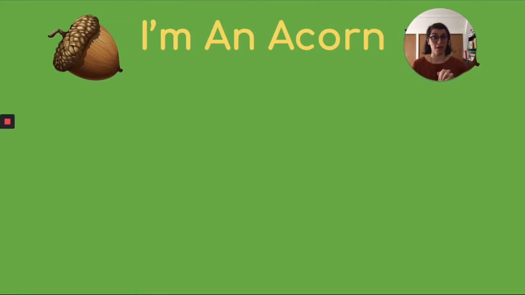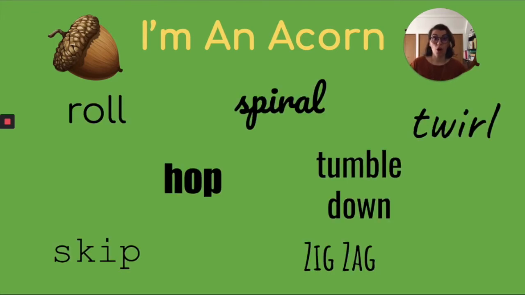At first, I'm going to help you by saying what action you have to do, but then you just have to listen. These are all movements that an acorn would do while it's falling off of a tree and then falling into the ground. So you're going to pretend like you are an acorn while you do all of these movements. First, we have roll.